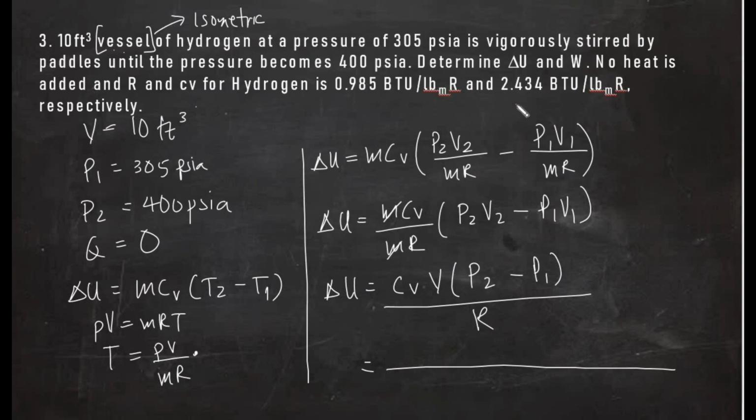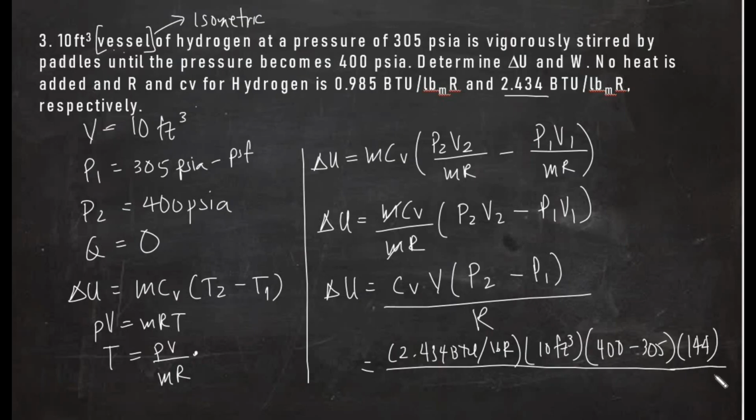So we have Cv equal to 2.434 BTU per pound mass Rankine. Then we have V, this is 10 cubic feet. And we have the difference in pressure. Take note that psia is pounds per square inch, so we need to change this to psf, pounds per square foot. So we get the difference first, 400 minus 305, and multiply that by 144 for our unit here to become pounds per square foot. And then R is equal to 0.985 BTU per pound mass Rankine.